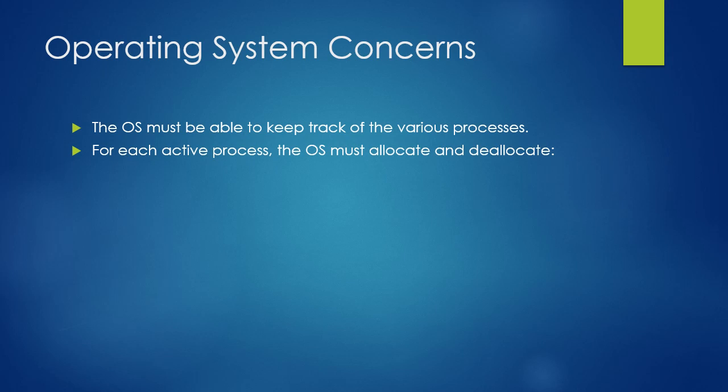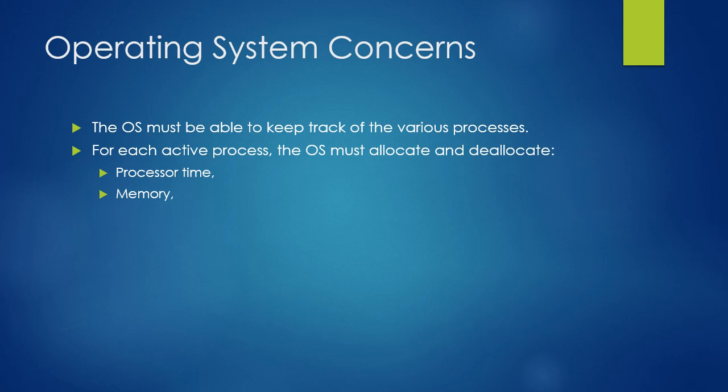Number two, the OS must allocate and deallocate various resources for each active process. At times, multiple processes want access to the same resource. These resources include processor time. Allocating processor time is called scheduling. We have already discussed uniprocessor scheduling.